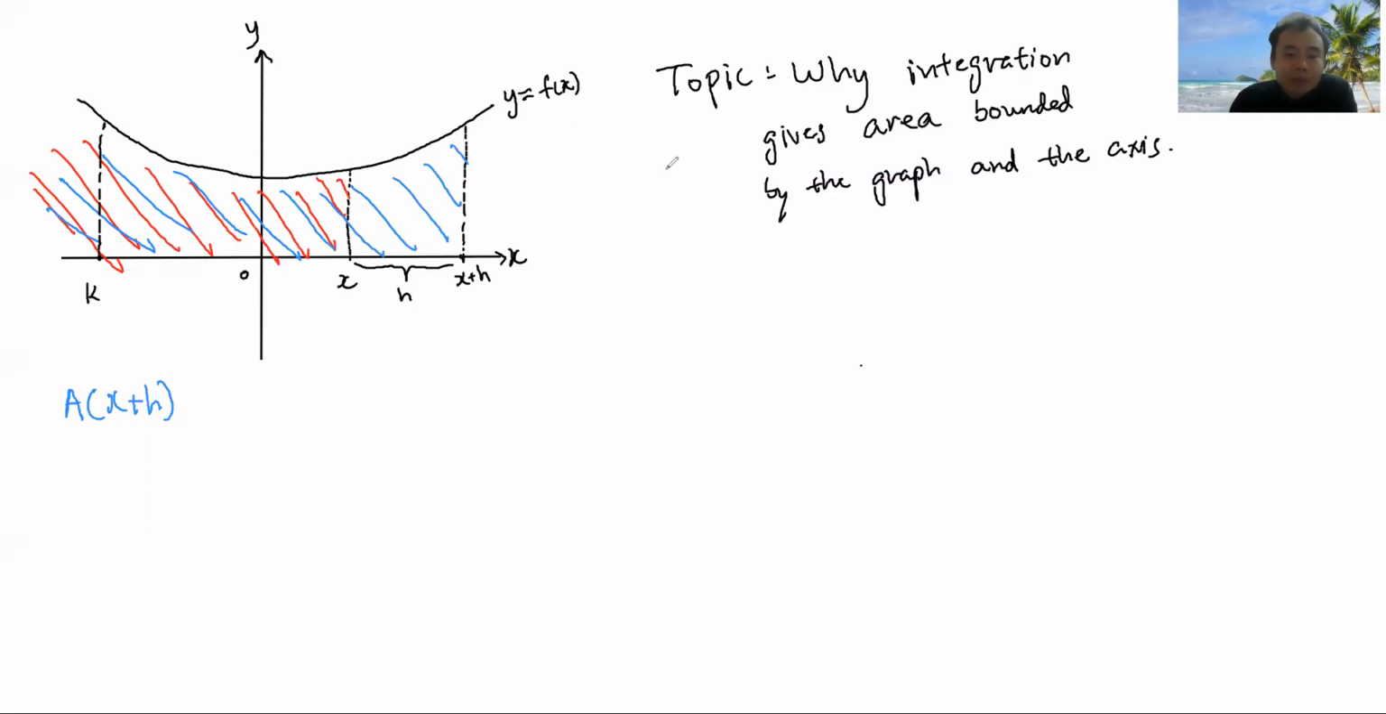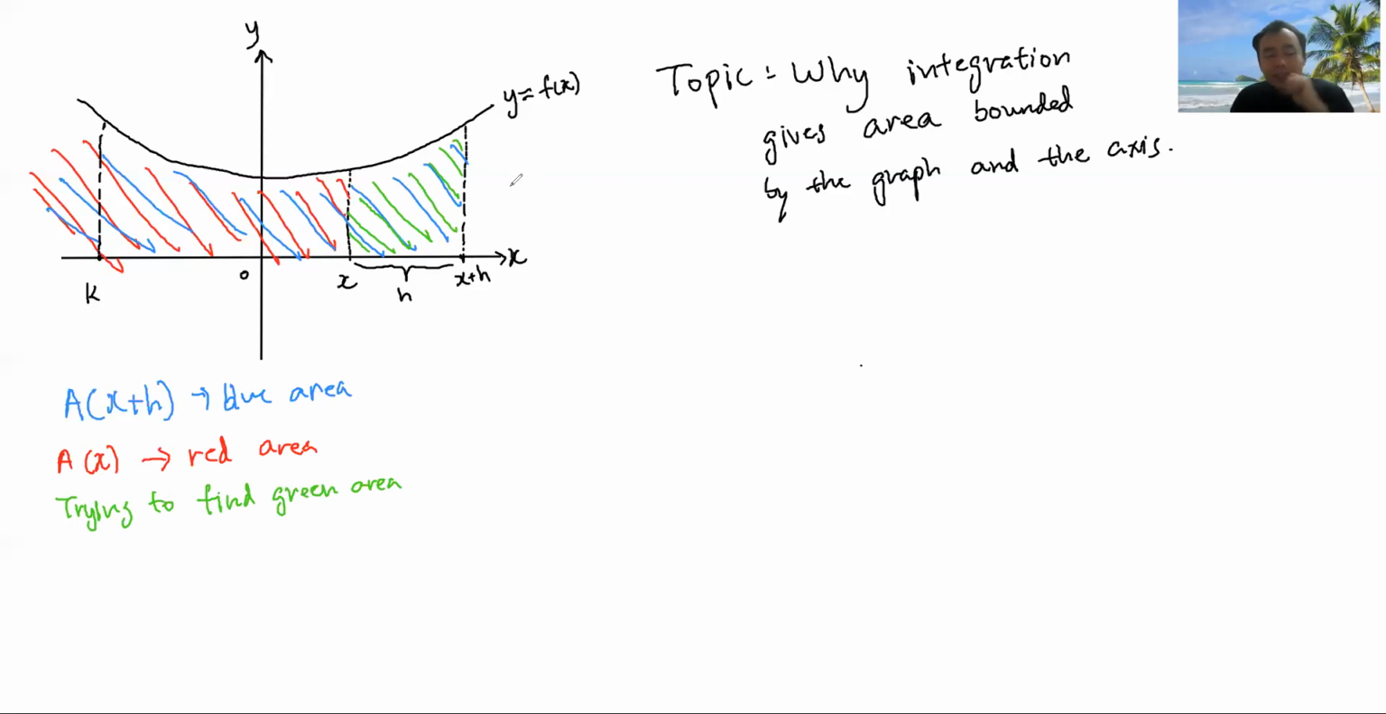So our A of x plus h represents the blue area, and our A of x represents the red area. Ultimately, we are trying to find the green area. So what do we do here?